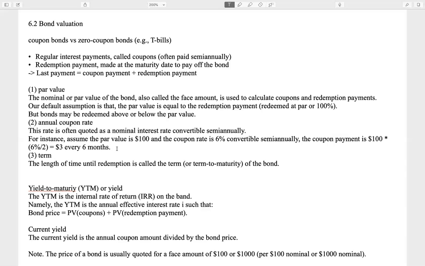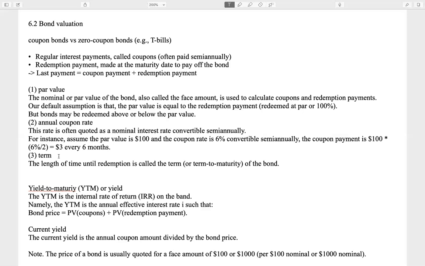And of course, at the maturity date, you will receive $3 plus the redemption payment, right? And then it depends on whether it's redeemed at par or not, right? Assuming it is redeemed at par, then your last payment would be $103, okay?